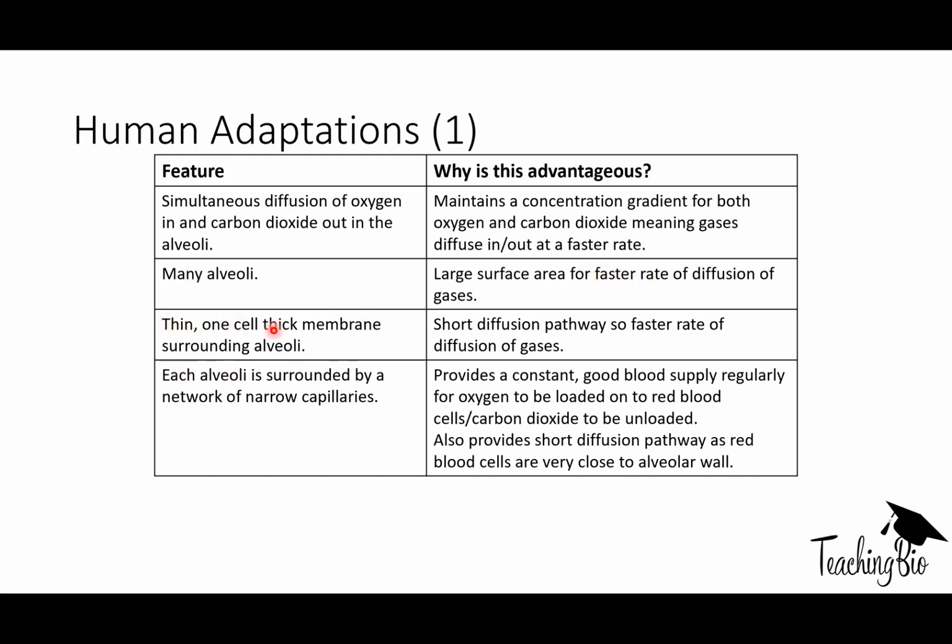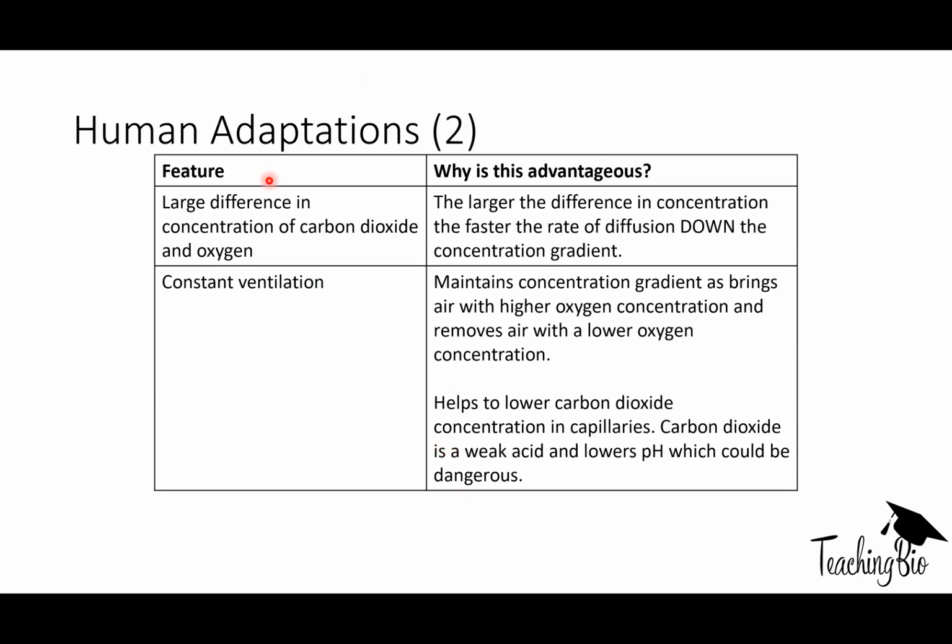The fact that there's that thin one-cell thick membrane of those squamous epithelia, it's the endothelium, not epithelium, endothelium, means that there's a short diffusion distance, so there's a faster rate of diffusion of gases. And the fact that each alveoli is surrounded by this rich network and supply of capillaries means that there's always this constant supply of blood so that we can maintain these exchange systems.